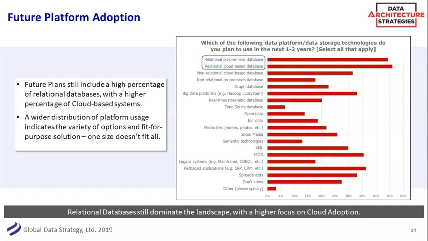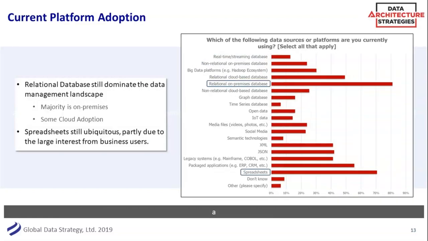So it doesn't necessarily mean one is better than the other, but we'll talk about that in a bit. They both have their place. But you'll still see relational databases as the workhorse of the organization. What you also see is a more even distribution of the technologies, which I find refreshing. If we go back to the previous slide of what people are using today, there's spikes.